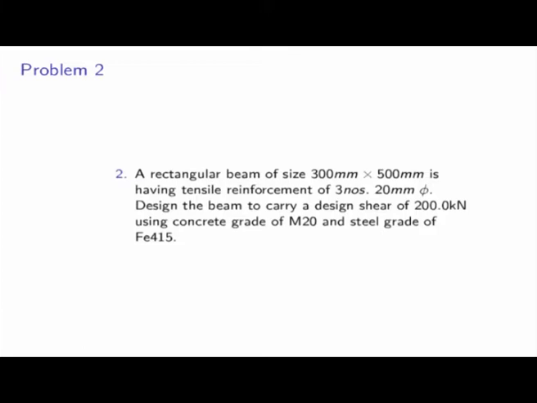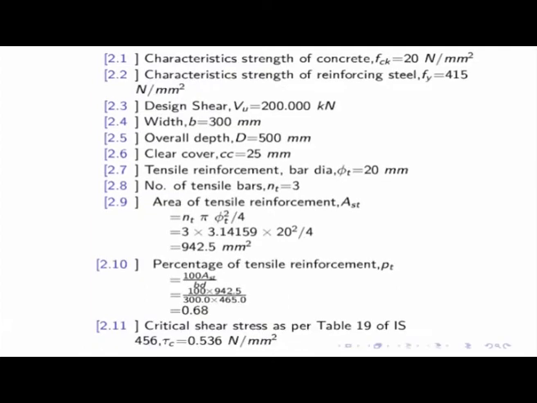So now let's come back to the next problem, 300 into 500, where we would like to find out the shear. Again, as you can see here, the characteristic strength of concrete fck is again 20 Newton per square millimeter.